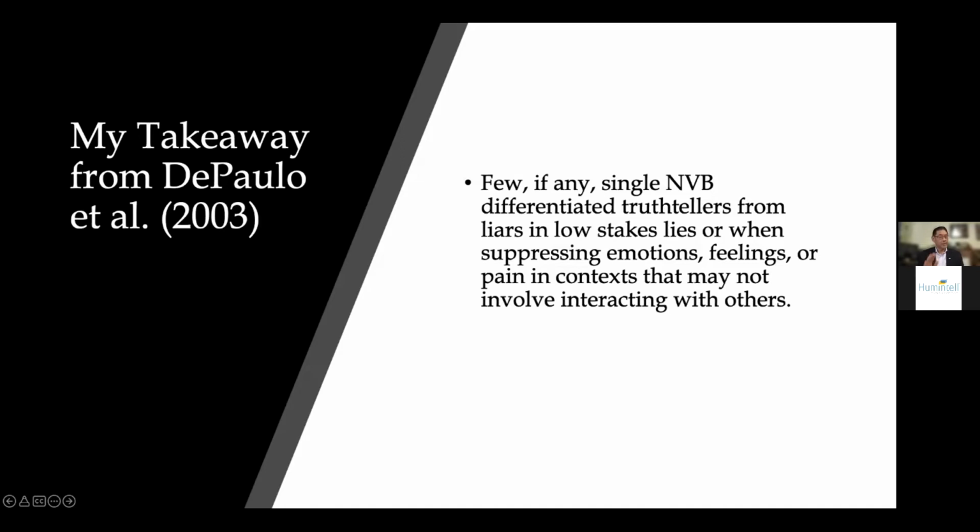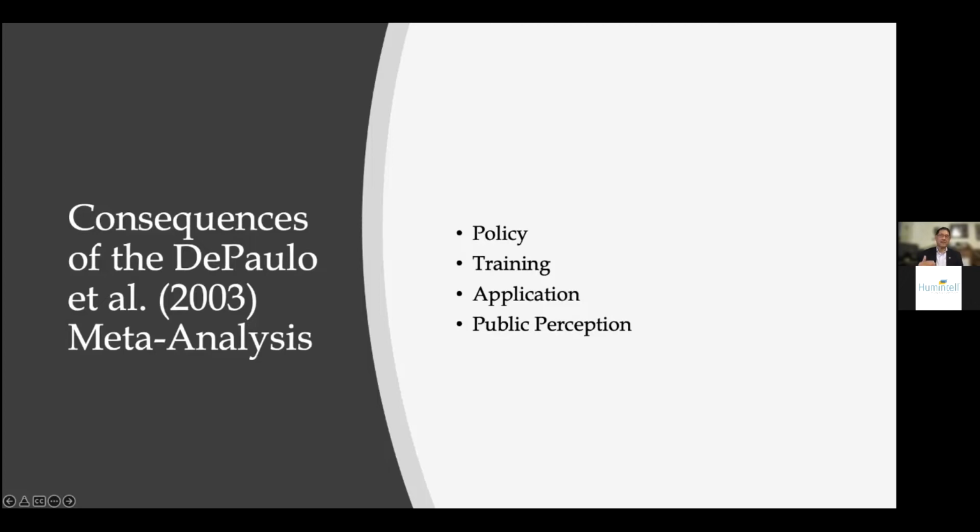Regardless, there is a generalized thought about the conclusion from that meta-analysis, and that is that there are no behavioral indicators of deception. And as I mentioned earlier, there are consequences for doing research, right? And I've seen consequences with that generalized and I think incorrect conclusion from the meta-analysis. I've seen the consequences to policy. I've seen consequences like that to training and application by operators who are using this kind of information, and to public perception. And part of what I'm trying to do today in this webinar is to correct that perception, or at least give my side of what my conclusion from that meta-analysis is.